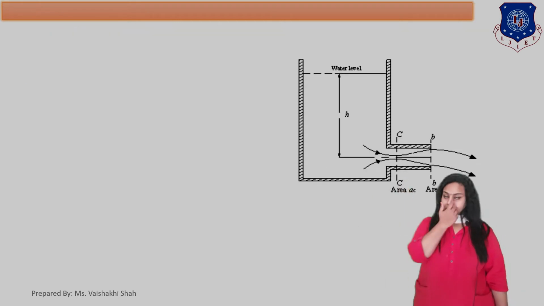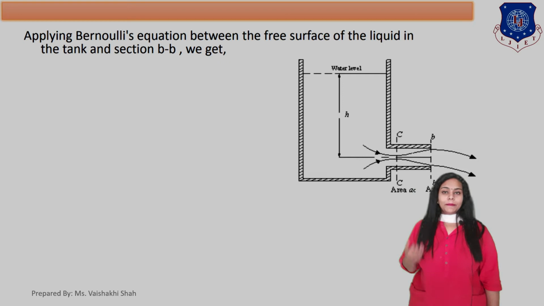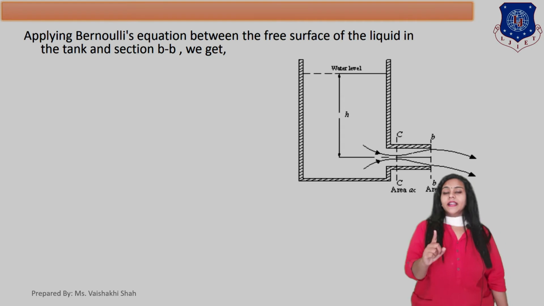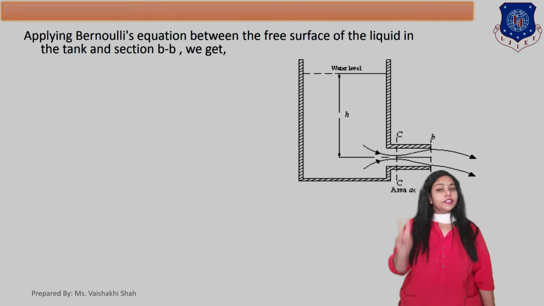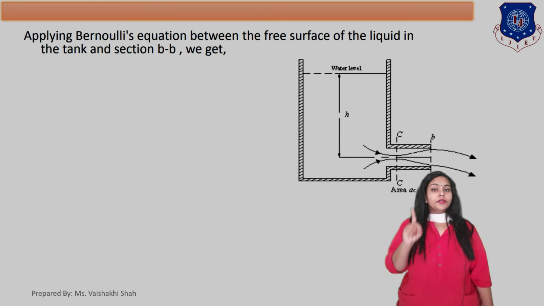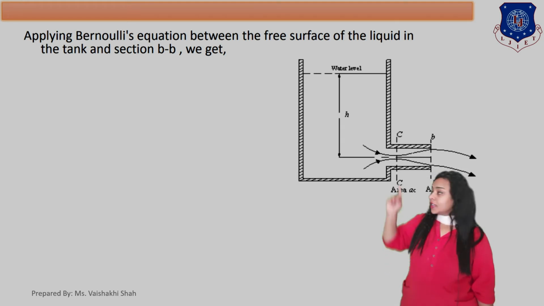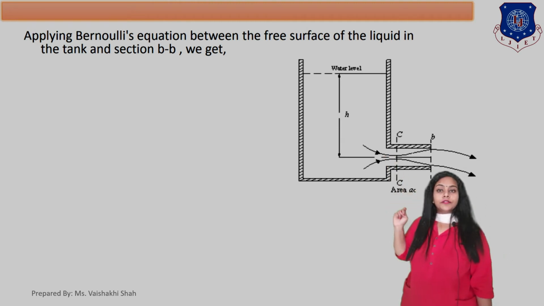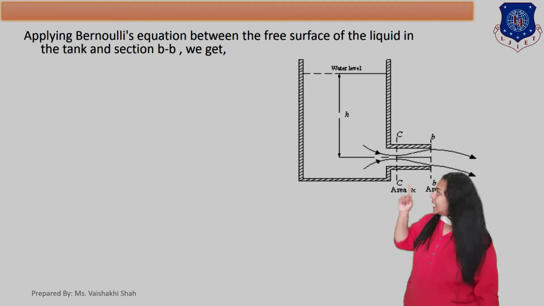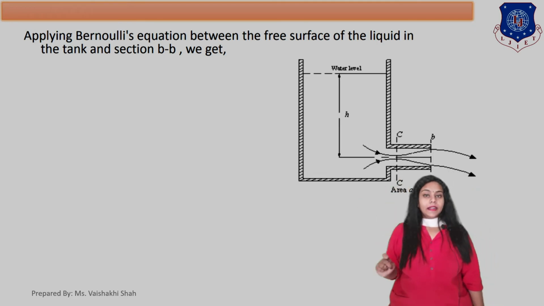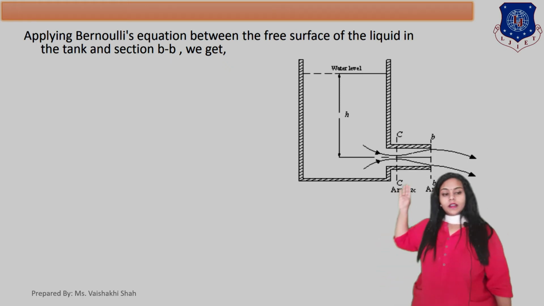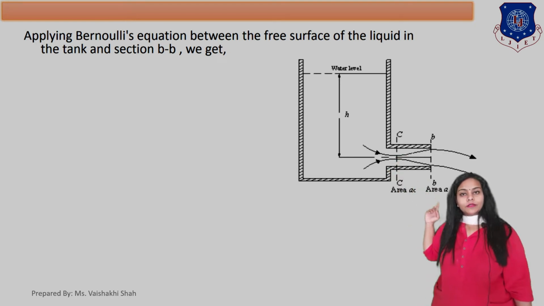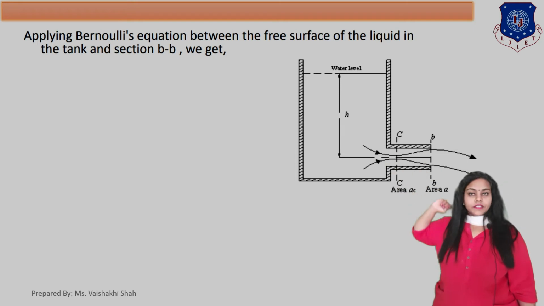Okay. Now let's start the derivation. Applying Bernoulli's equation between the free surface of the liquid and section BB. Remember that here we will apply Bernoulli's equation two times. First, you have to apply Bernoulli's equation at the free surface of the liquid, where the water level is written, and section BB.